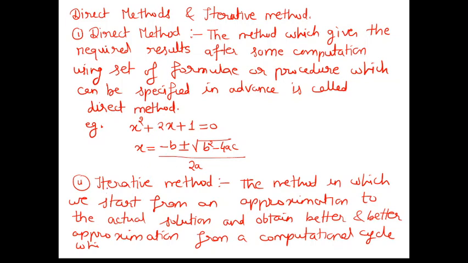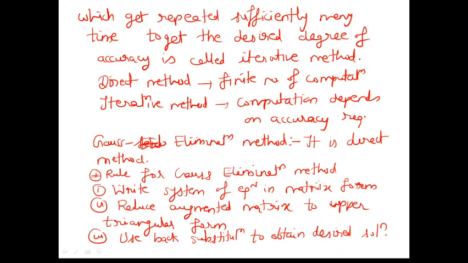Let's see what this second method talks about. The method in which we start from an approximation to the actual solution and obtain the better and better approximation from a computational cycle, which gets repeated sufficiently many times to get the desired degree of accuracy, is called the iterative methods. So you must have understood what this direct method is. In a direct method, the number of computations are fixed and finite, whereas in an iterative method, the amount of computations depends on the accuracy required.